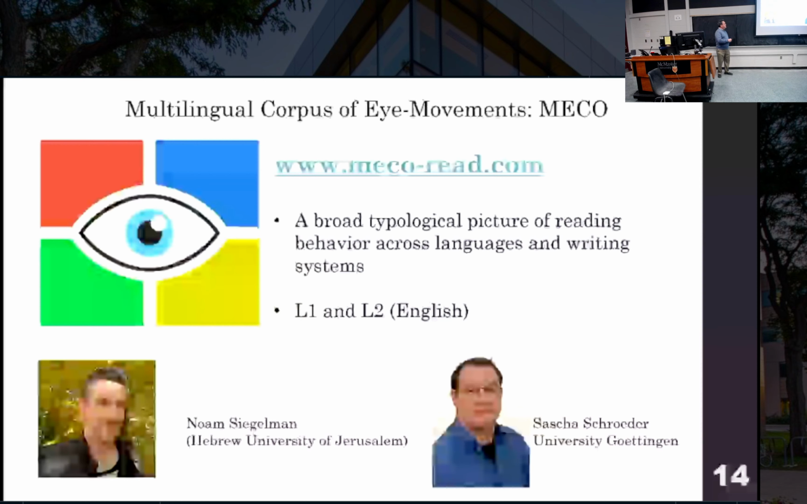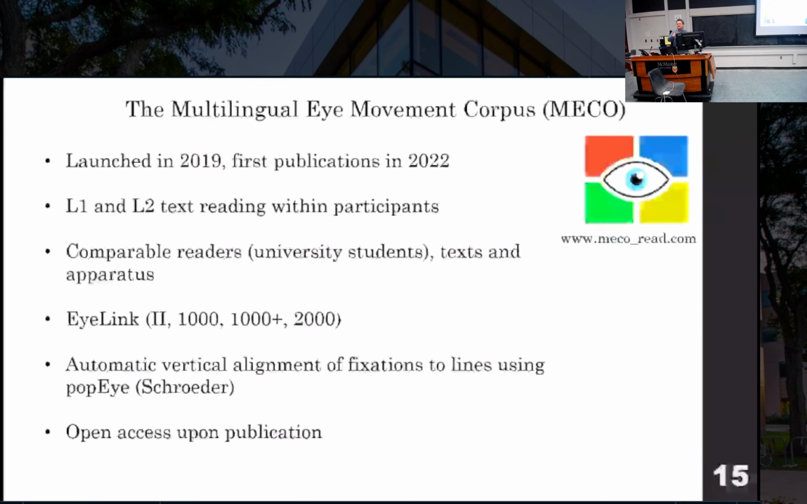The overarching idea is to create a broad typological picture of reading behavior across languages and writing systems. Because we collected the data in the first and the second language within participants, we would also have an insight, not just in how they read in their second language, but how their reading in the first and the second language correlate, right? Can we find any links there? Like I said, the project was launched in 2019. The first publications came out in 2022, and that's the one that I sent around.